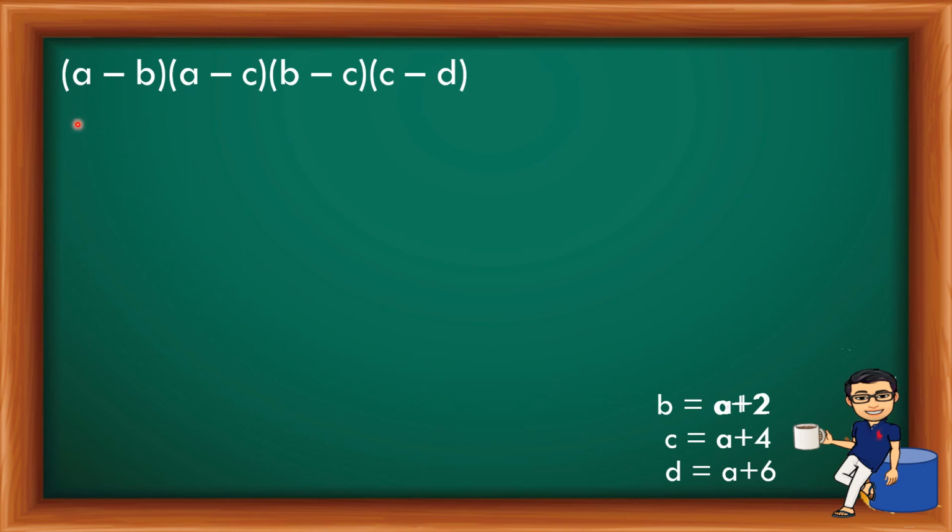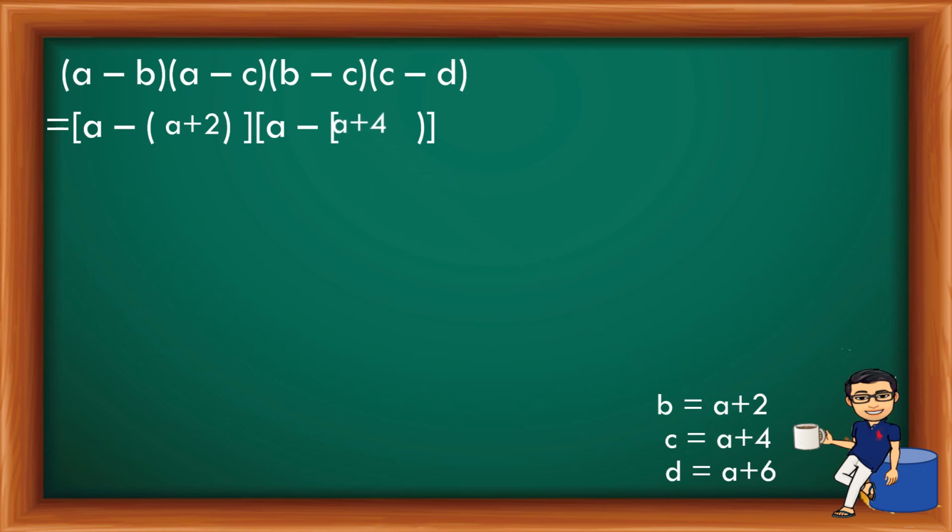So we start with A minus B. We copy A, then for B, we are going to substitute the representation of B, which is A plus 2. So we are going to put that here. And that will be the result. Then we are going to copy this A and substitute the representation of C, which is A plus 4. So we are going to substitute that C here. So what happened is this.